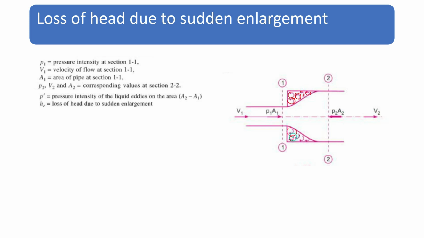Now, how to calculate the loss in head? At section 1 we have the pressure force P1A1, and at section 2 we have the pressure force P2A2. At section 1 we have the velocity V1, and at section 2 we have the velocity V2. And in this section we have a pressure that is equal to P dash, which was experimentally found to be equal to P1.